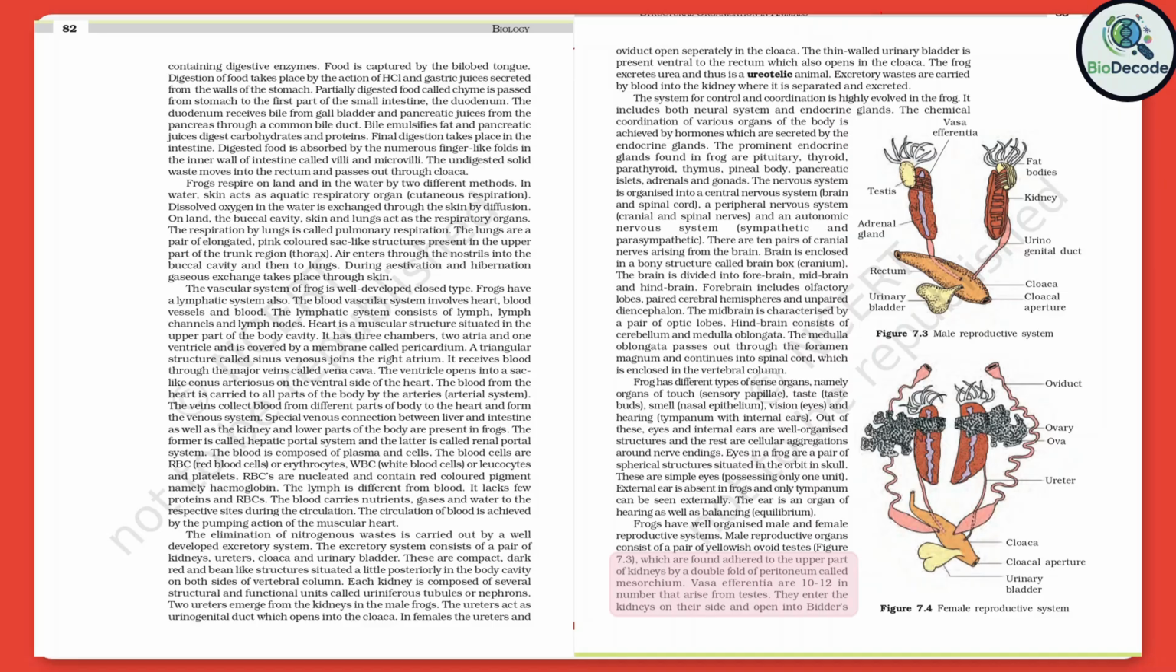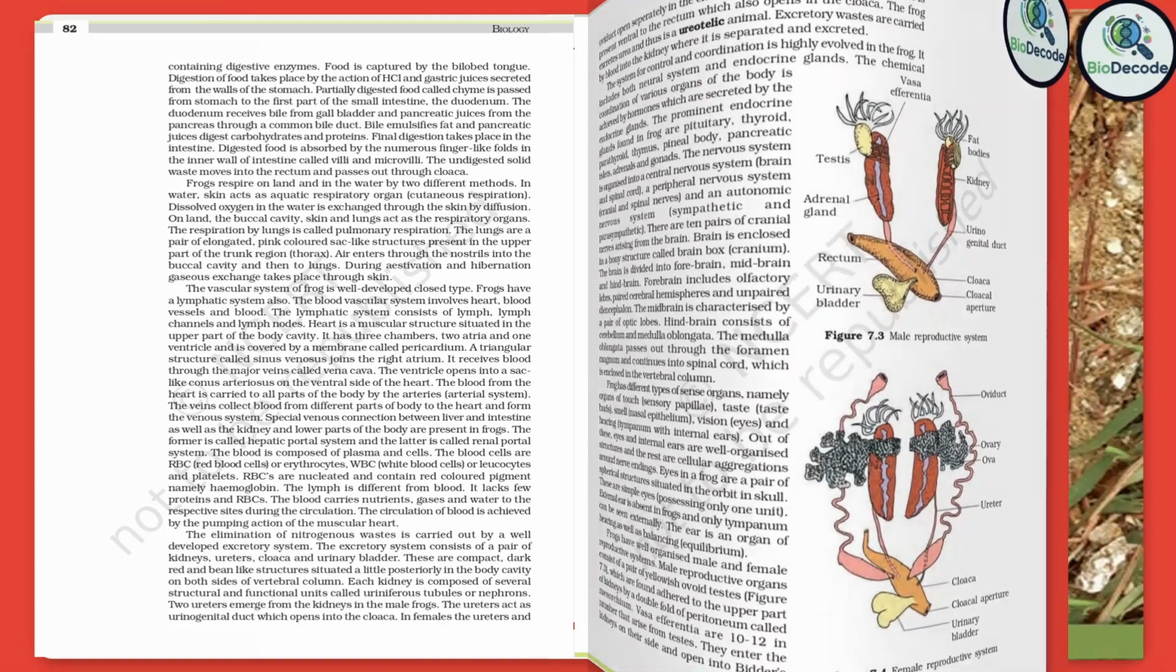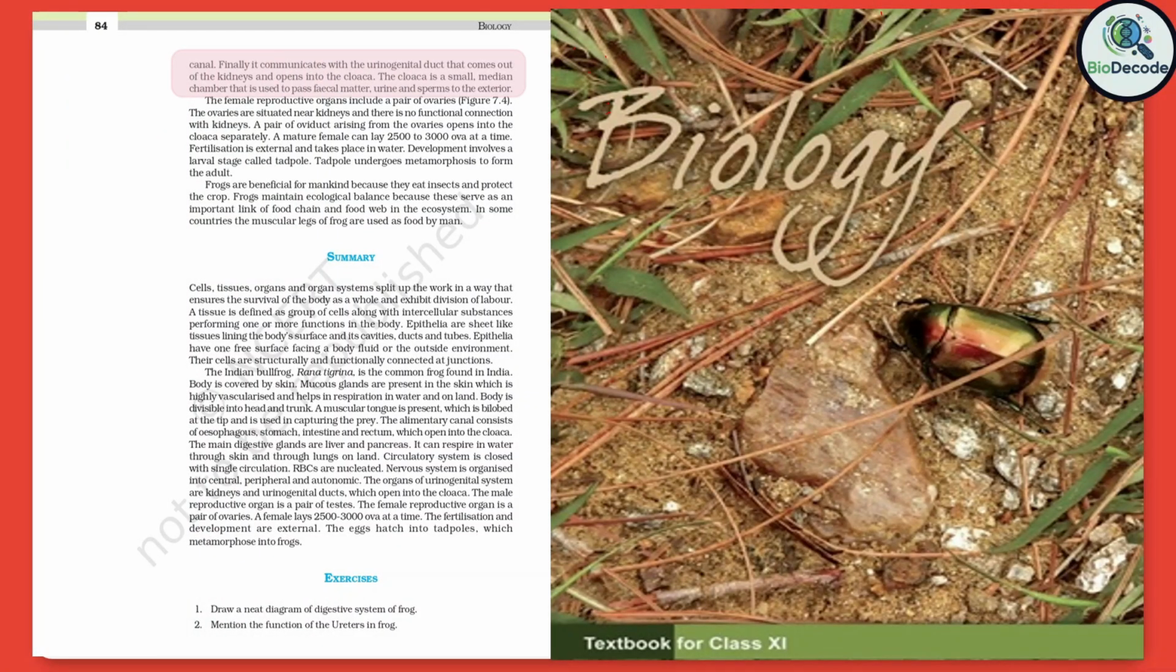Vasa efferentia are 10-12 in number that arise from testes. They enter the kidneys on their side and open into Bidder's canal. Finally, it communicates with the urinogenital duct that comes out of the kidneys and opens into the cloaca. Cloaca is a small median chamber that is used to pass fecal matter, urine, and sperms to the exterior.